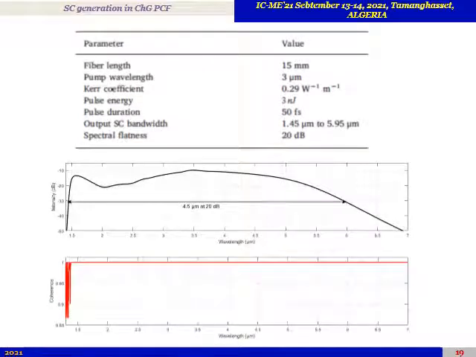So we have obtained, after several series of numerical simulations, a supercontinuum that spans the region from 1.45 to 5.95 micrometers at a spectral flatness of 20 decibels, using only 50 millimeters of fiber length, pumping at 3 micrometers and using a pulse energy of 3 joules.